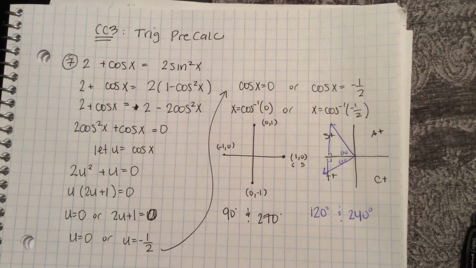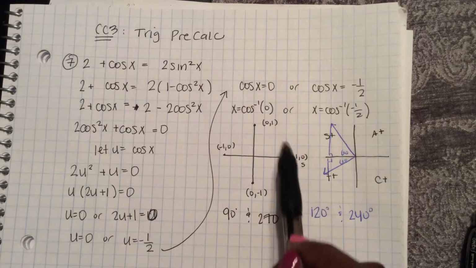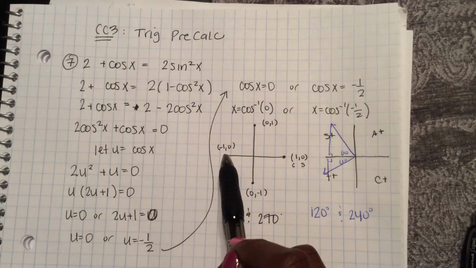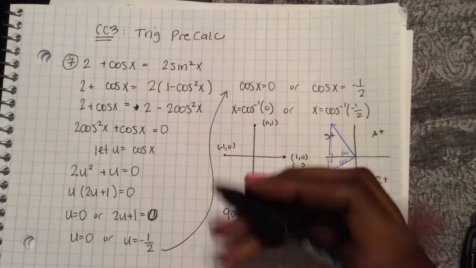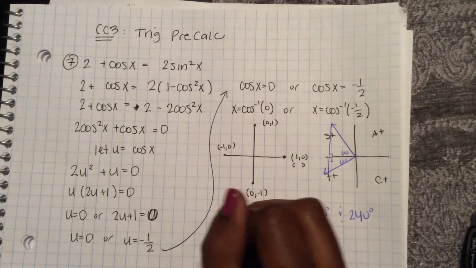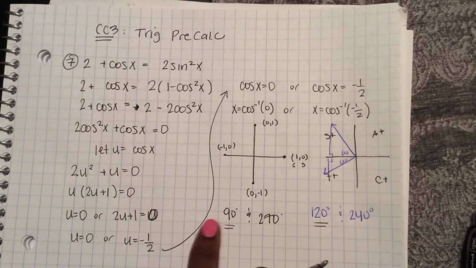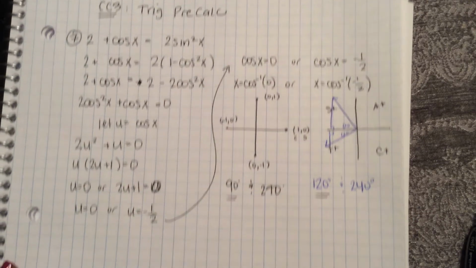Now, if we're being super strict on cosine inverse, the restriction of that domain is from 0 to pi. So that would actually be only 90 or 120, but you can write all four to be safe.